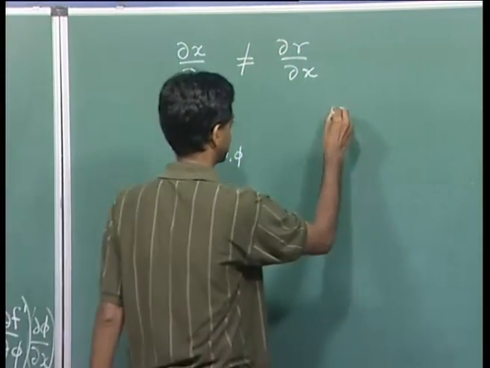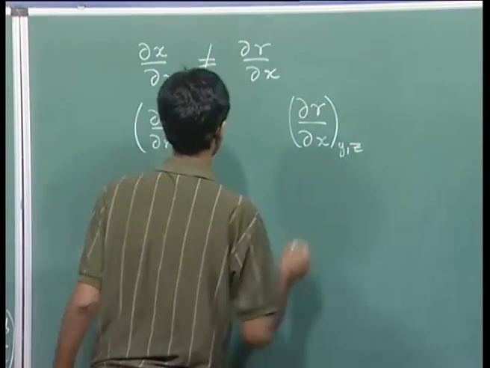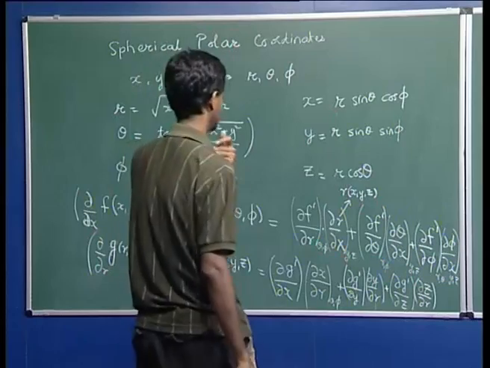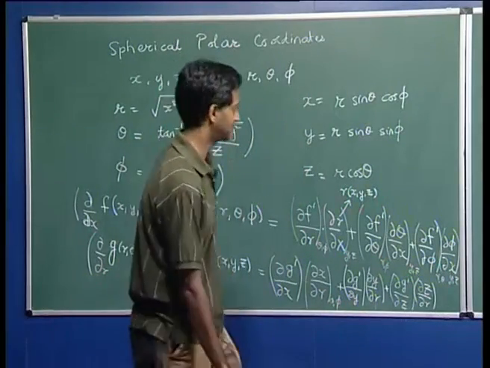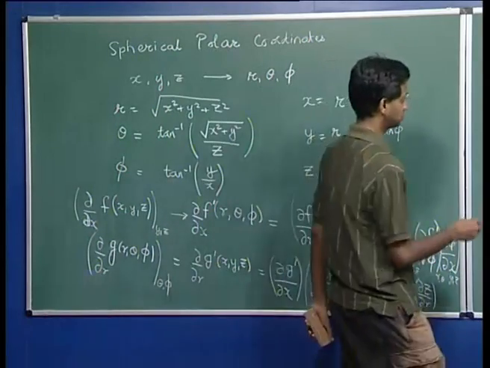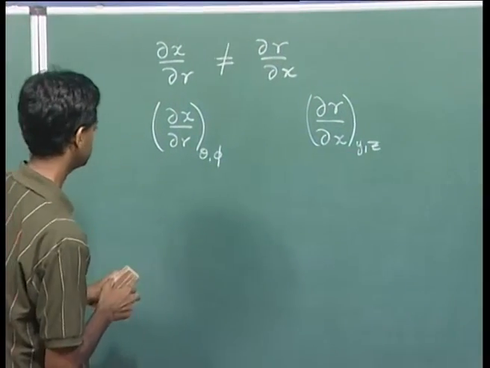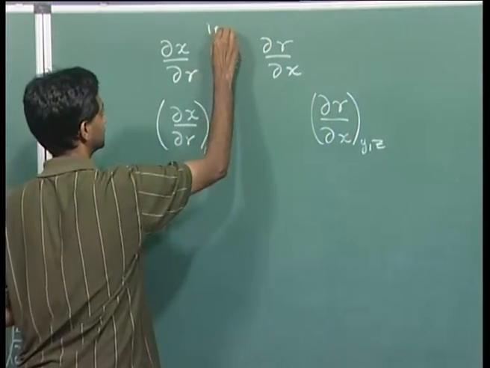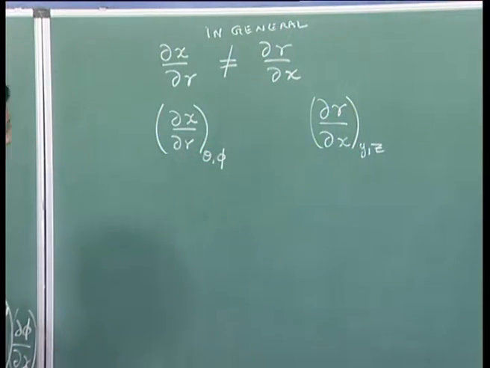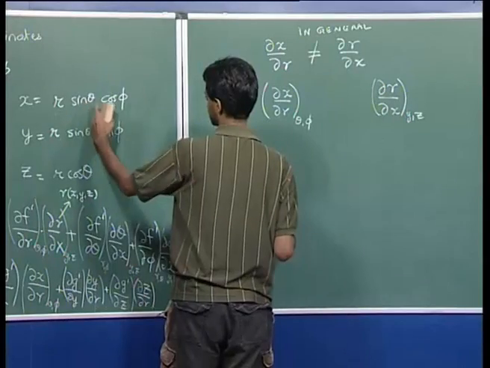Okay, and in this case, when you are taking the partial derivative of r with respect to x, you have to keep y and z fixed. And in general, these two are not equal. Okay, they may be equal in some special cases, but in general, they are not the same. So for example, if I want to calculate dou x by dou r, then I will be using this relation. And so if you use that relation, what you get is dou x by dou r is equal to, in general, this is not true. In this particular case, what you will get is that dou x by dou r is just sin theta cos phi.